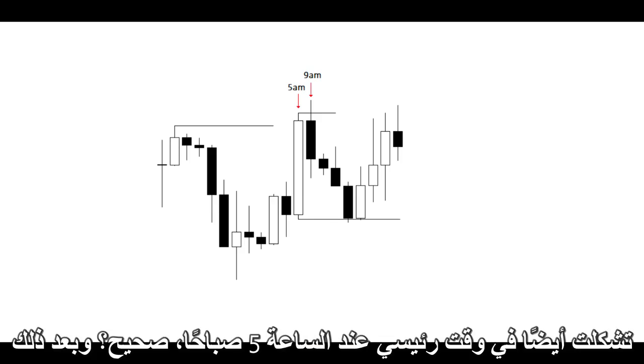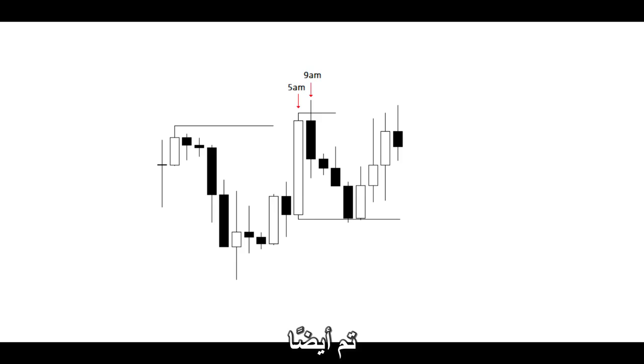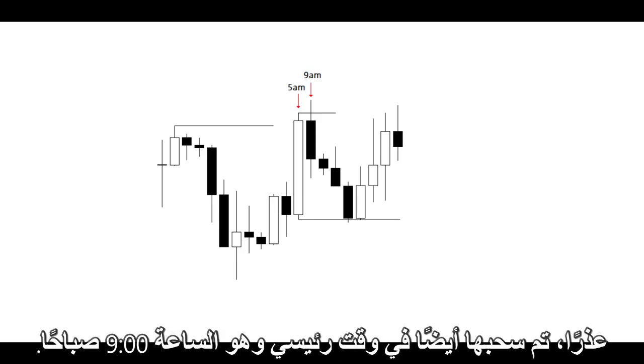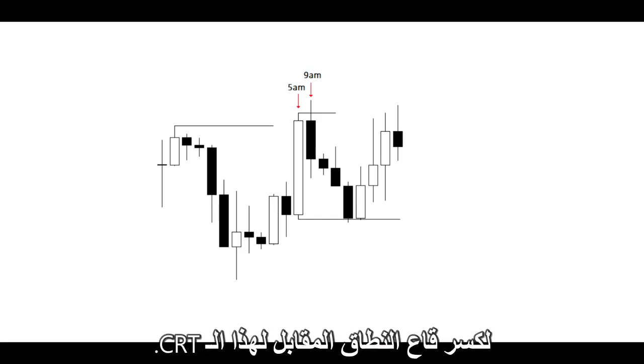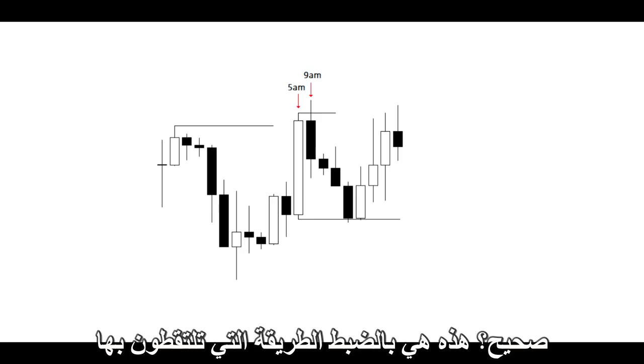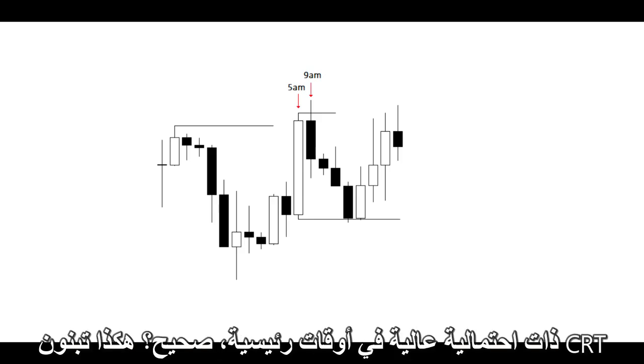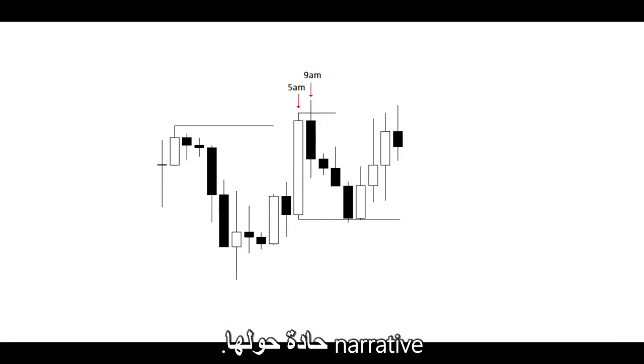And then after it, it was also purged at a key time, which is the 9 a.m. time, and all of that led to price expanding lower to take out the opposing range low of the CRT, right? This is exactly how you gauge high probability CRT at key times, right? That's how you build a sharp narrative around it.